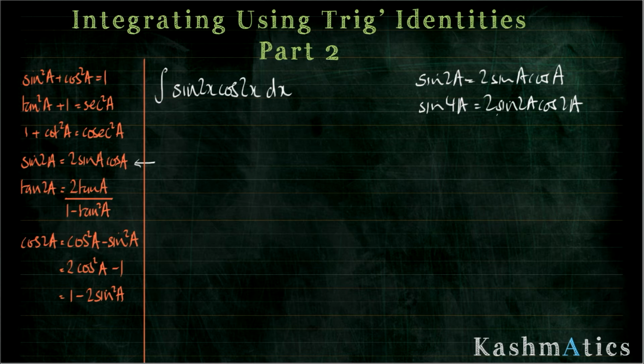So what we can do is focus on this part here because it looks very similar to this. And if we were to rearrange this, we'd get sine 4a over 2.